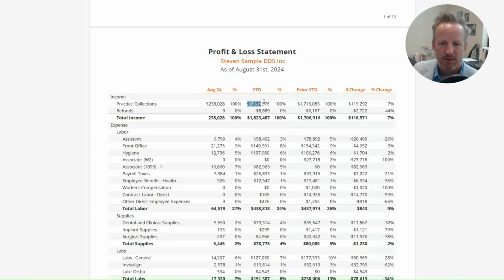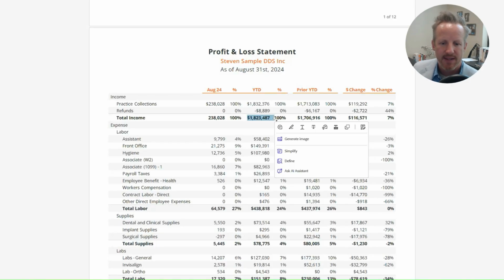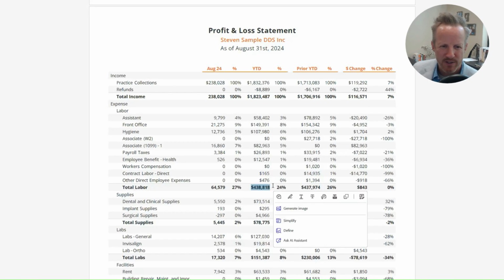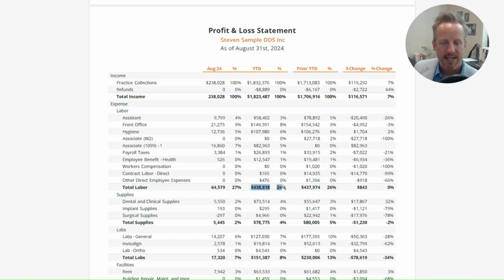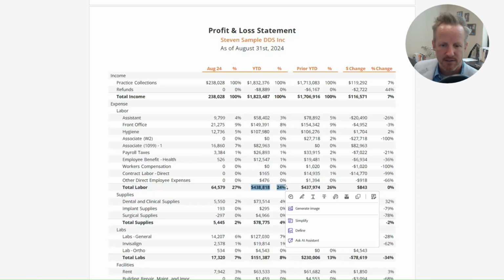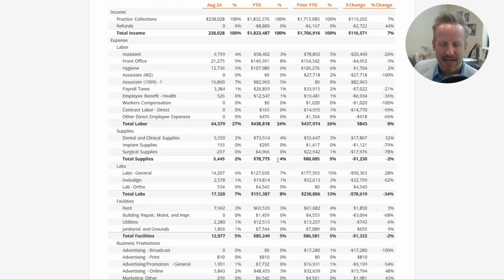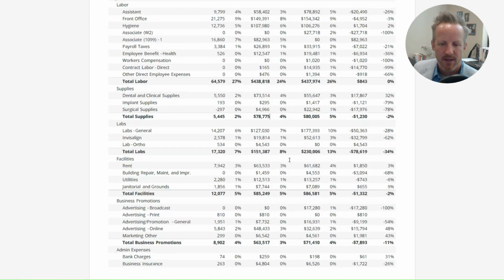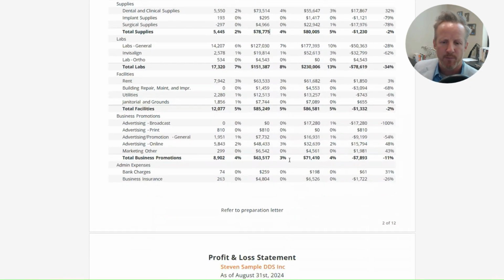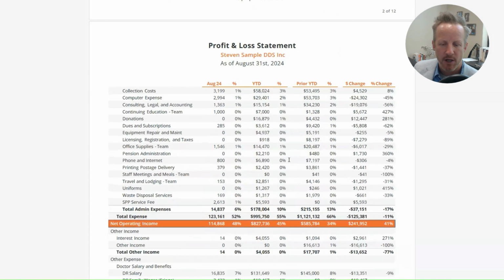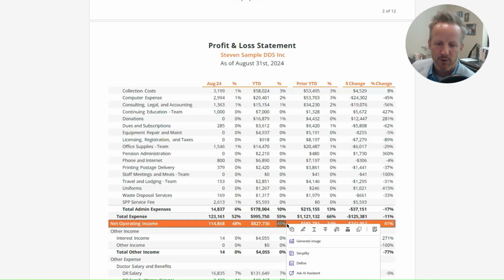And so you can see year to date through August, this doctor's done $1.8 million with $8,889 in refunds for a total of $1.823 million. Then you can see that the total labor, I'm not going to go through assistant, front office, hygiene, just the total labor was $438,000, and that's 24%, therefore, of the collections. The total supplies were $78,000, that's 4%. The total labs were 8, the total facility were 5, the total marketing was 3, and the total admin was 10, for a total overhead of 55%, and therefore a total profit, aka net operating income, of 45%.